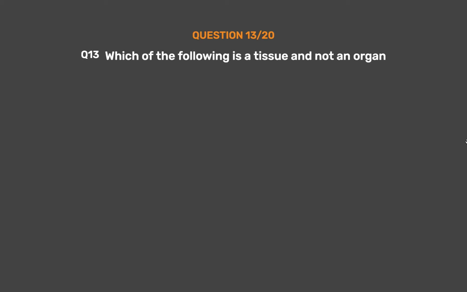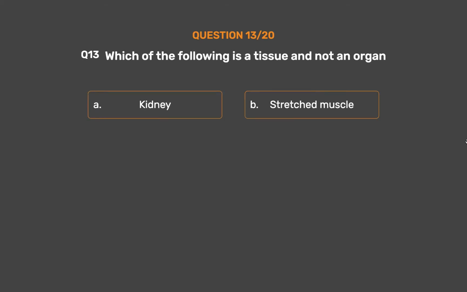Which of the following is a tissue and not an organ? Option A. Kidney. Option B. Stretched muscle. Option C. Liver. Option D. Spleen.